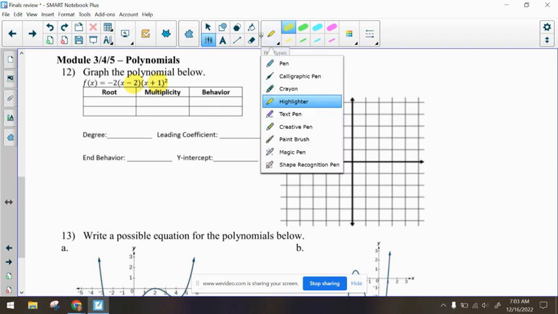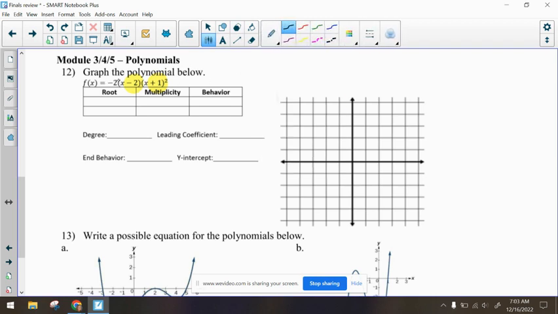So when I go to fill stuff in, note that this -2 in front is not a root. My two roots are 2 and -1. I then look for their multiplicity. Multiplicity means, do they have an even or an odd exponent? The 2 came from x minus 2 to the first power. That is odd. Odds will cross. The next one came from x plus 1 squared. That squared is even. That will be a bounce.